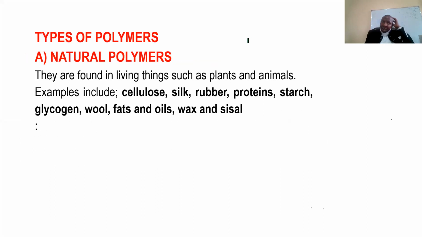Now we need to look at the natural polymers. Natural polymers are found in living things such as plants and animals. These include cellulose, silk.